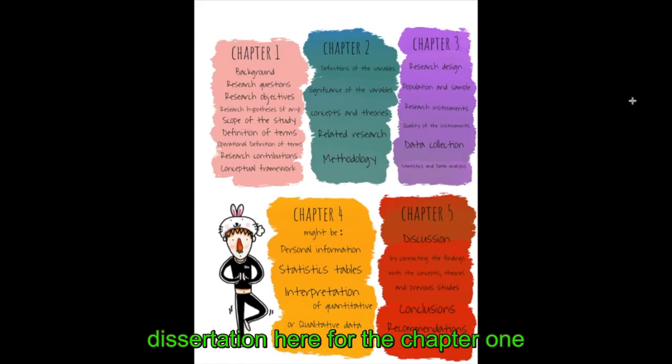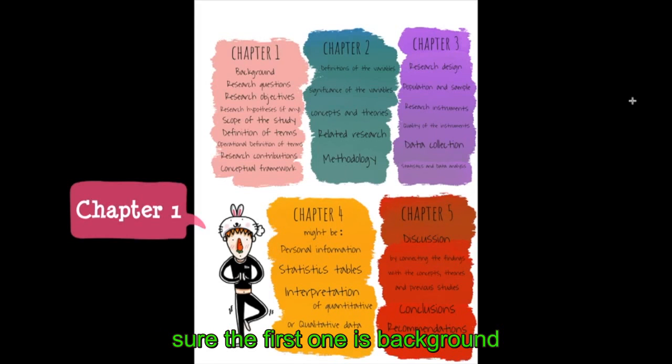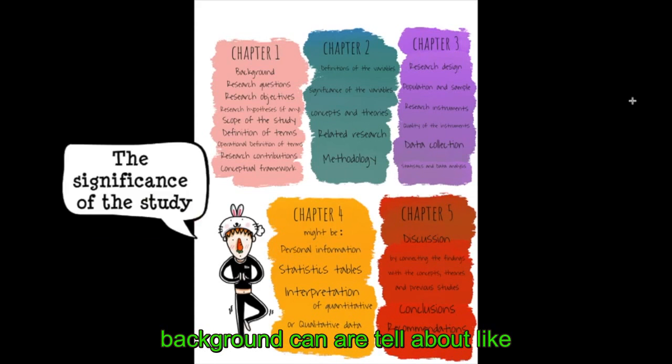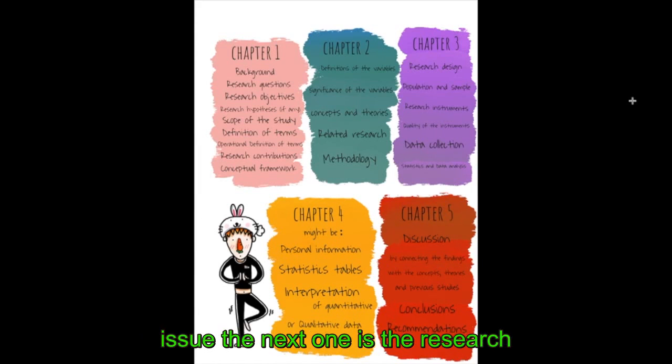For chapter 1, sure, the first one is the background. Background can tell about the importance of the research, and why the researcher wants to study these variables or this event or this issue.